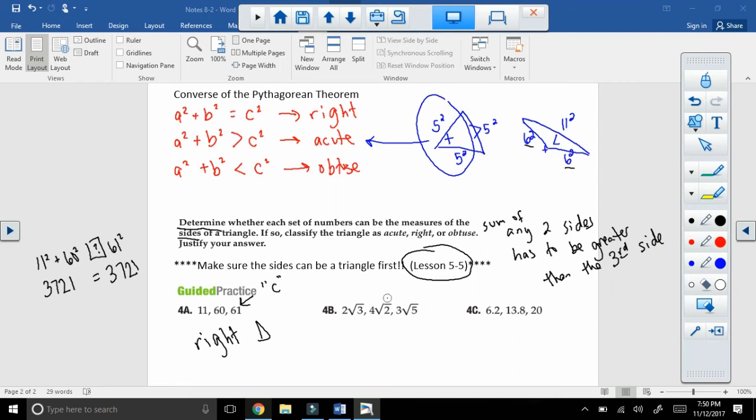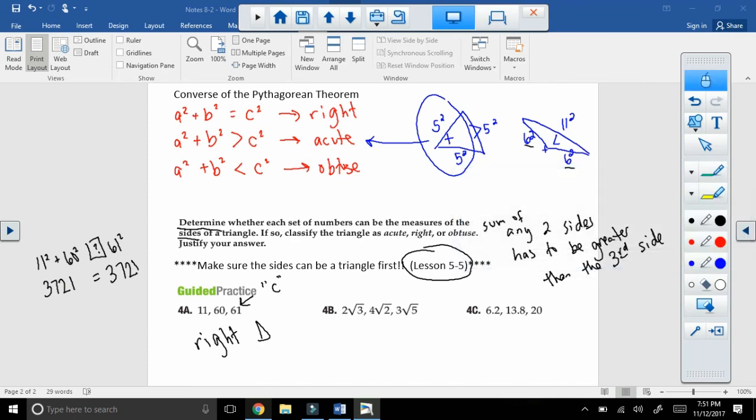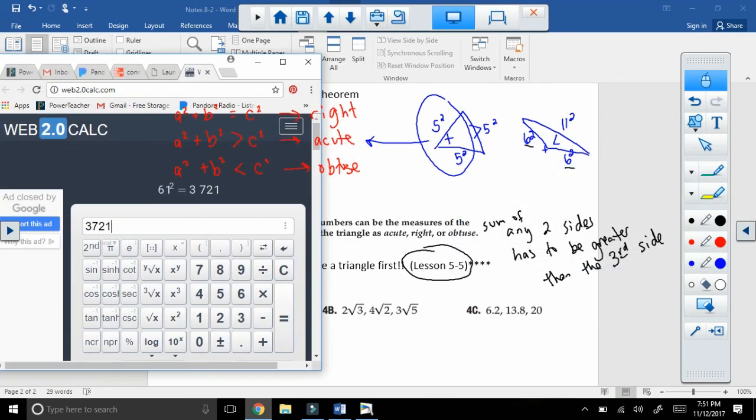For this next one, this is another one where you really have to make sure you can use your calculator properly. Before I do anything else, I need to check and see if this is a triangle, and because I think most of us, if not all of us, are not super familiar with how these look when they're in radical form and knowing the exact length of those, I'm just going to give approximations for these. So 2 times the square root of 3 is about 3.5.